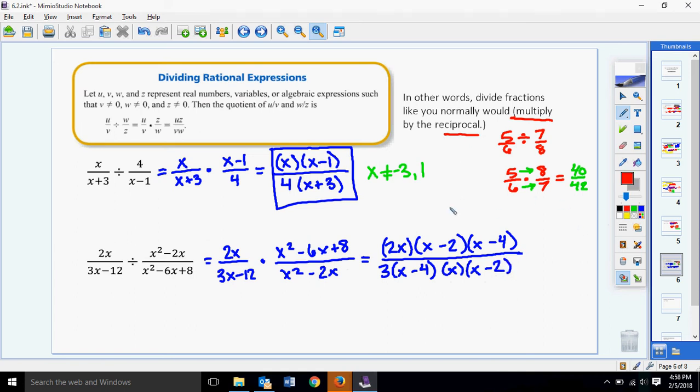As soon as I factor, remember I want to find things that cancel. I see an x here and an x here, those cancel. And an x minus 2 with an x minus 2, x minus 4 with an x minus 4. Don't forget there's still a 2 in the numerator and a 3 in the denominator. So this rational expression, after I divided them, I get 2/3. Domain on this one, x cannot equal 4, 0, or 2.